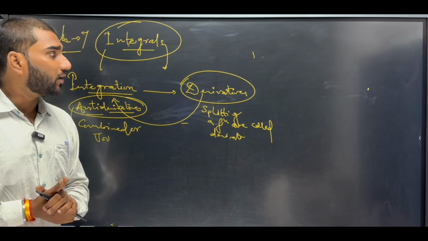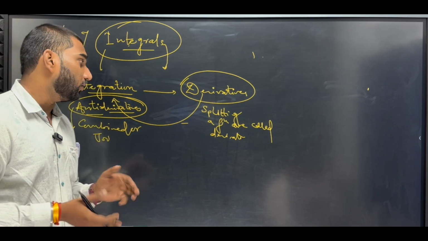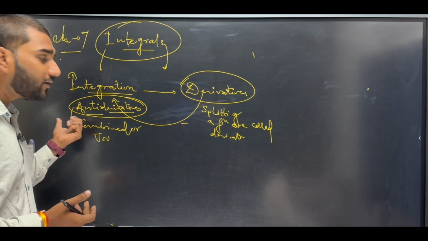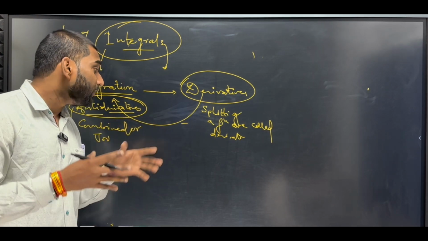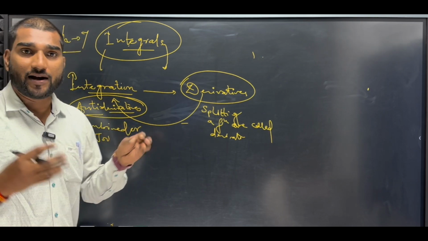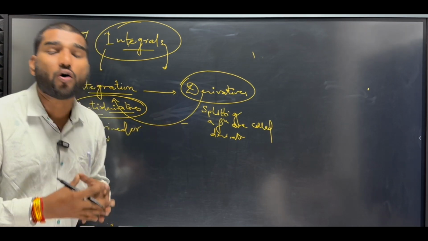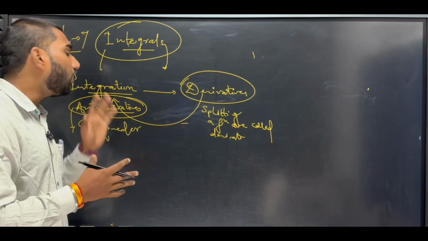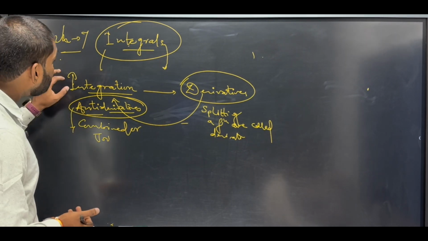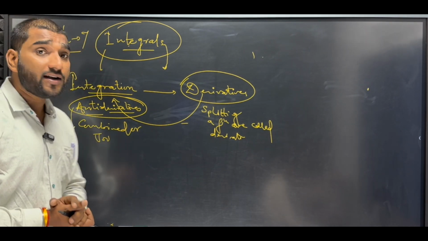Derivatives is a part of the function which can be split down, and after that the splitting can be reversed by anti-derivatives, which means the splitting can be joined or integrated back. Integrate means we can add up all the split functions, that is called integration. Yes sir, integration is also clear. Then what is the difference between integration and integrals?